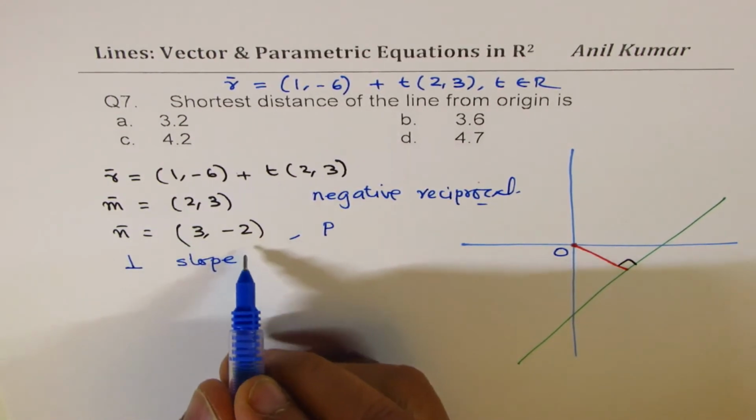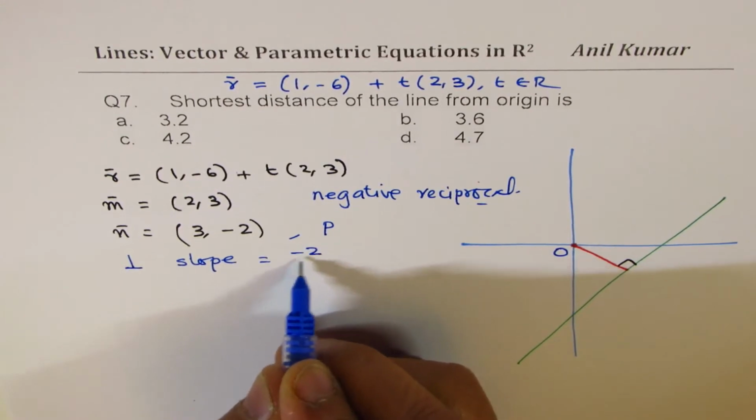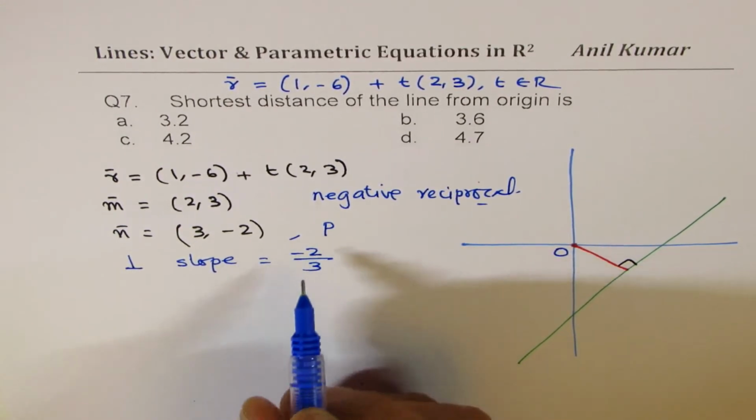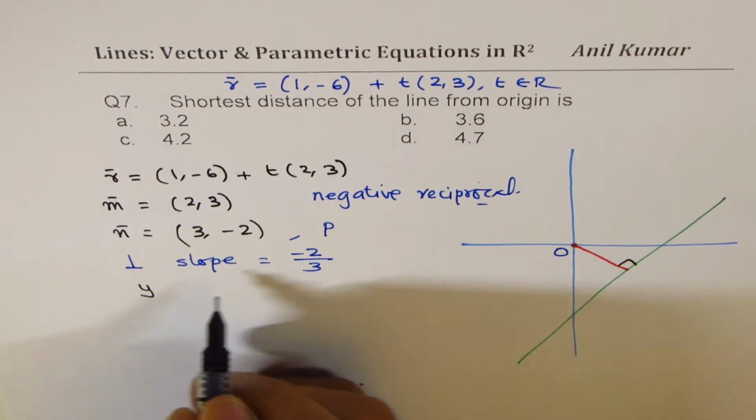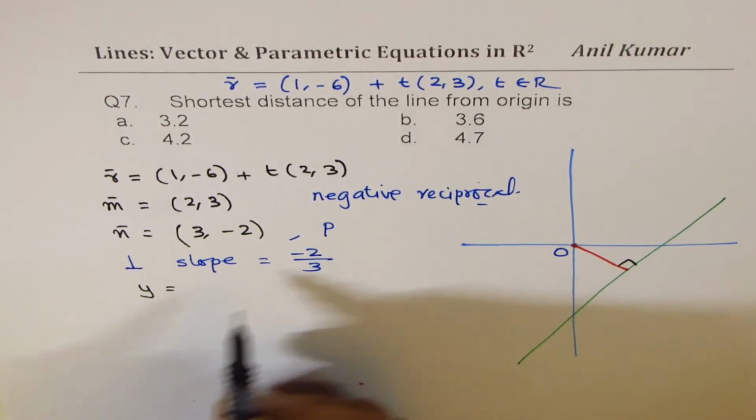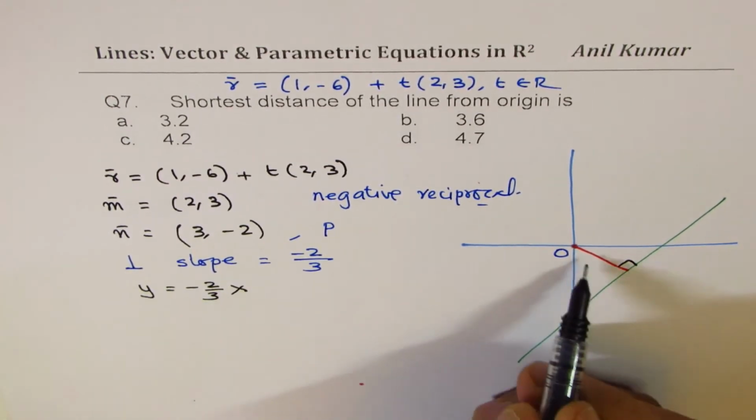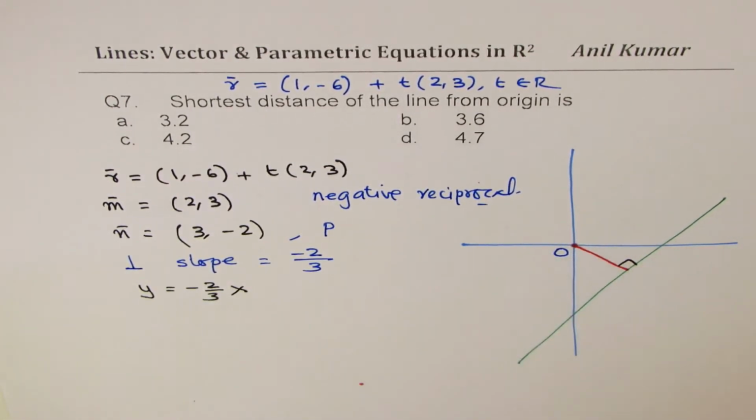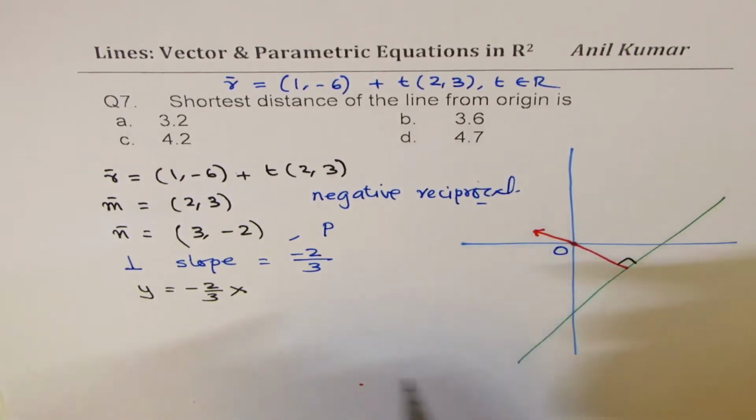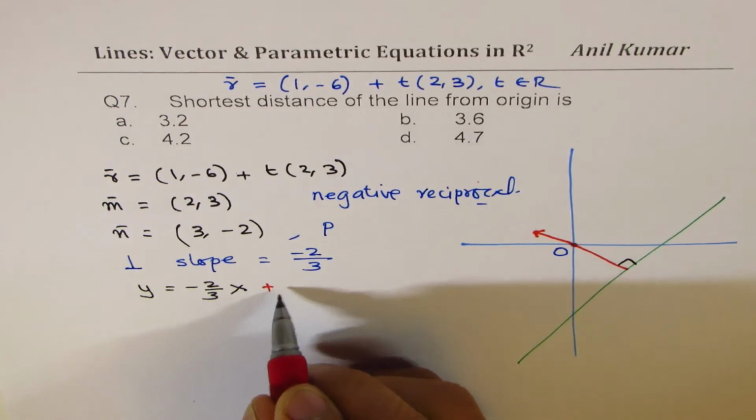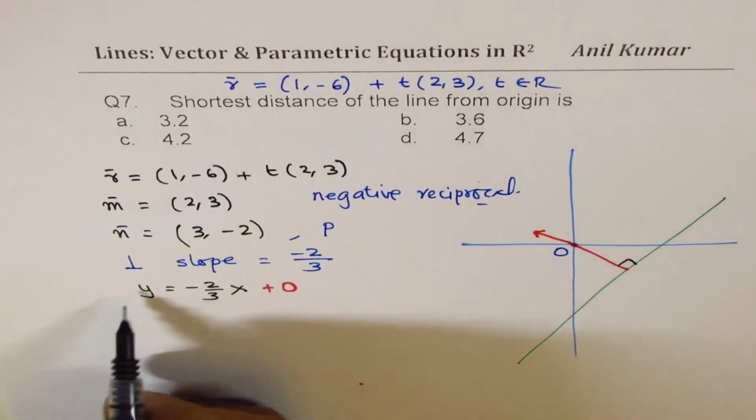Slope is change in y over change in x, so we could write that as minus 2 over 3, right? So that gives you the equation of the line also. We could write the equation as y equals mx, which is minus 2 over 3 x. Since the line goes through the origin, that means the b value is 0. Okay? So this gives you the equation of the form.